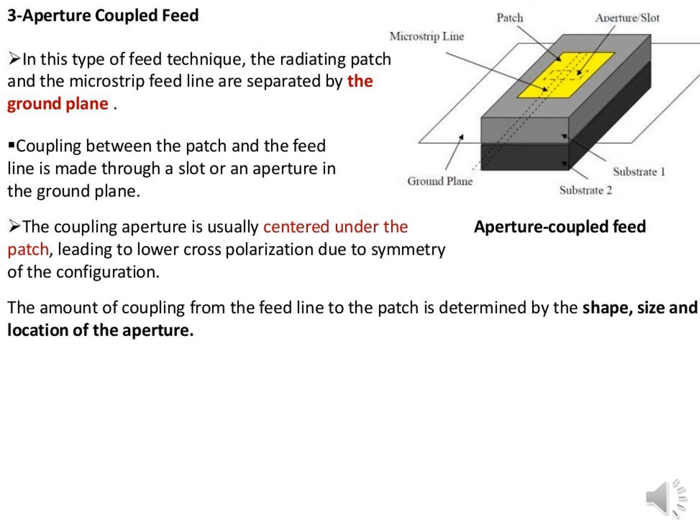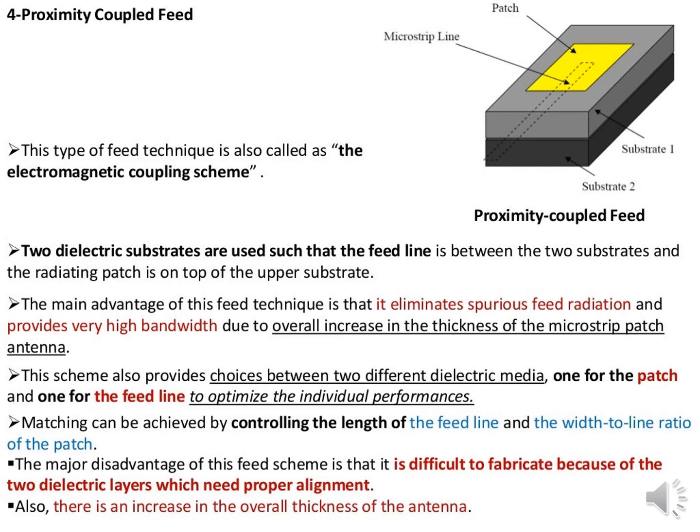Next thing is the coupling aperture, which is usually centered at the patch, leading to low cross polarization, which occurs due to the symmetry of the configuration. The amount of coupling from the feed line to the patch is determined by the shape, size, as well as the location of the aperture.